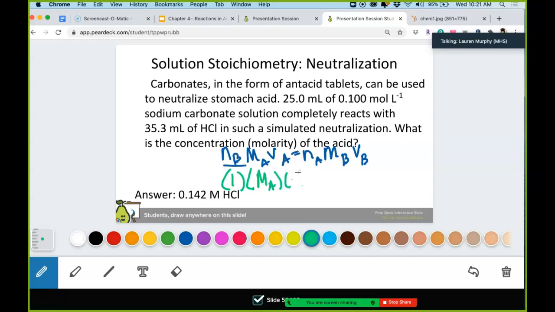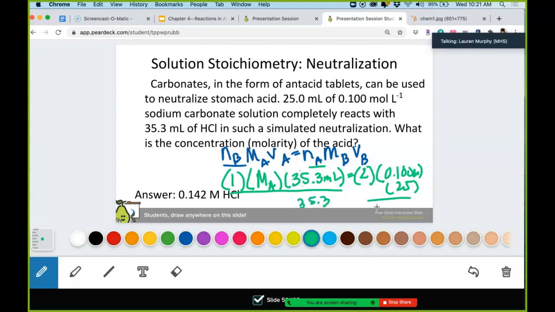How much acid do I have? I have 35.3 milliliters. Okay, what are my moles in front of my acid? Well, there's a 2 in front of the HCl. The molarity of the base is 0.1 molar, and sorry, I ran out of room. The volume of the base is 25. So you'll take and divide both sides by 35.3.